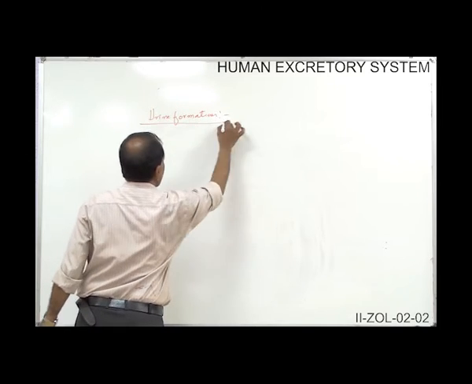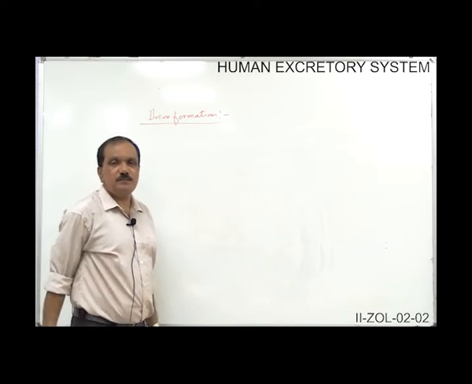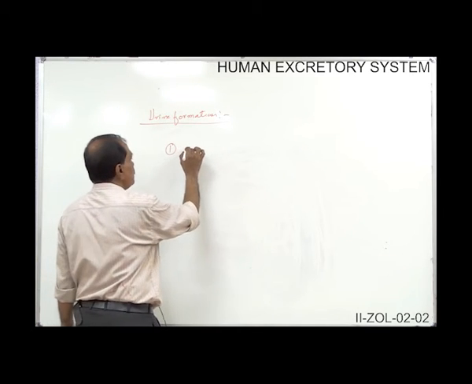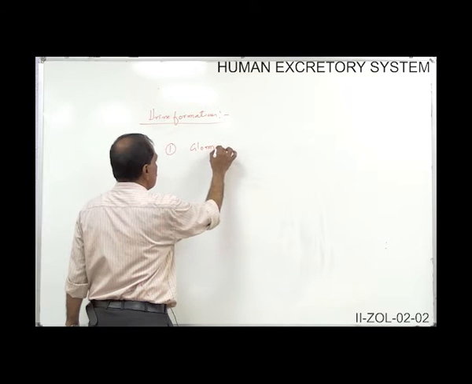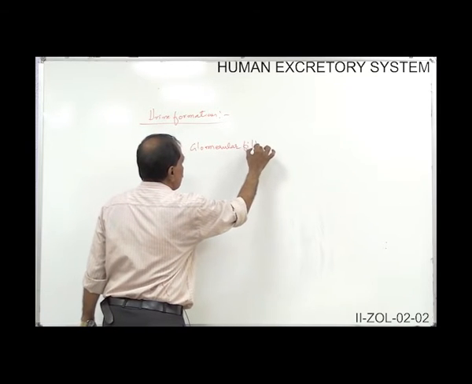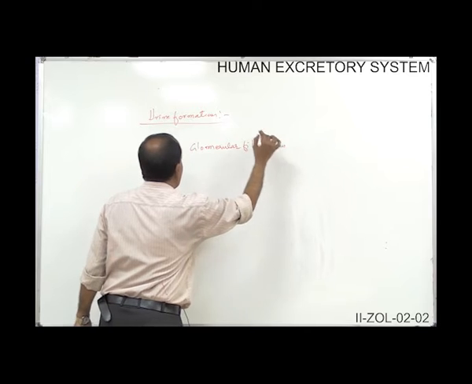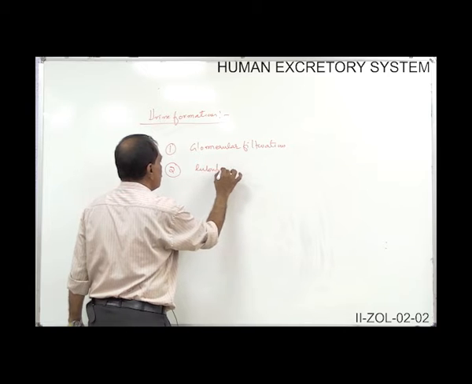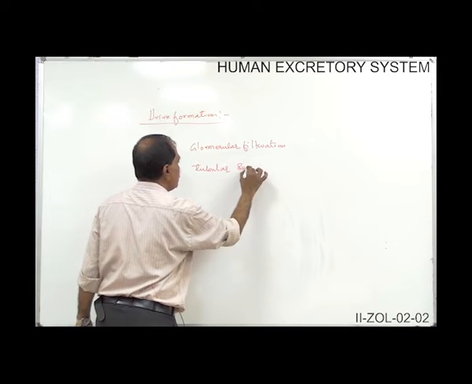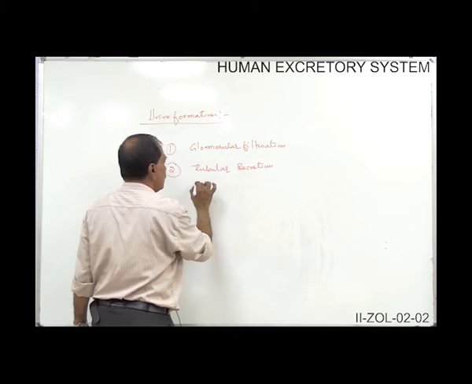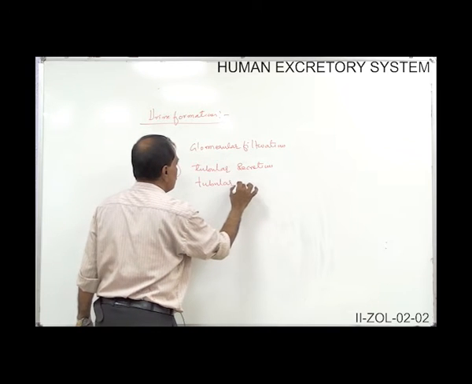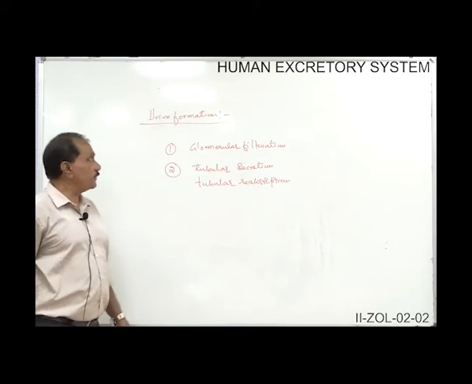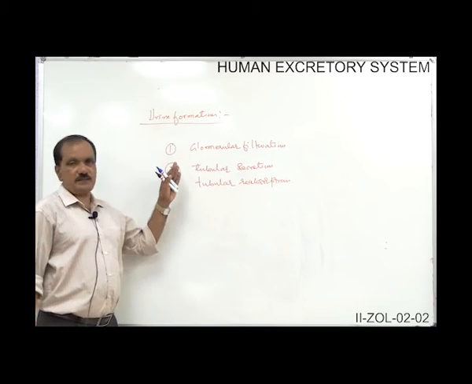The formation of the urine. The urine formation is mainly of two parts. One is called the glomerular filtration, and the second one is the tubular secretion and tubular reabsorption. These are the two parts which are present as far as urine formation is concerned.